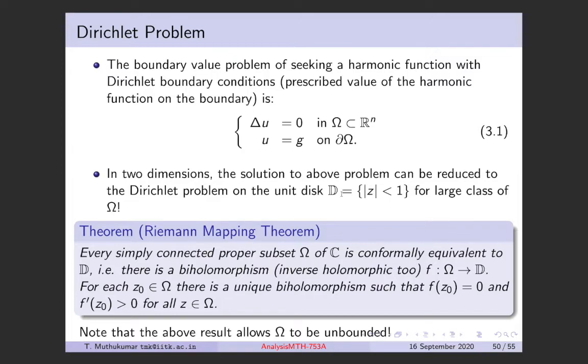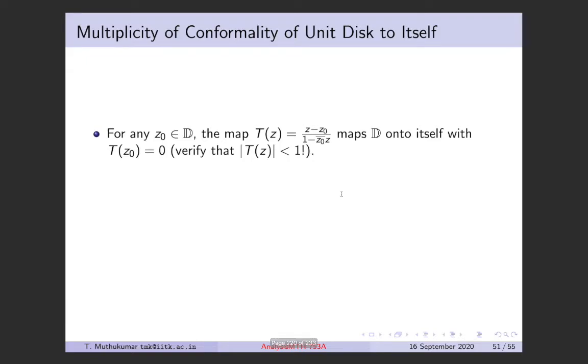So let's explain this in more detail. Firstly, what are all the conformal maps from the unit disk to itself? I said that the conformal map in the Riemann mapping theorem is actually not unique, right? That biholomorphism is not unique, and you can see that very easily by looking at all the conformal maps from the unit disk to itself, right?